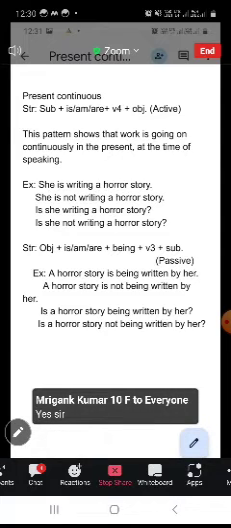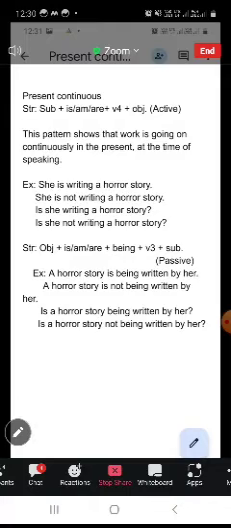You can see this is present continuous. Everything is before you. You can take its screenshot also. Same thing what I taught you has been written here. The structure of present continuous: subject plus is/am/are plus V4 plus object. This is active form. This pattern shows that work is going on continuously in the present at the time of speaking. This is an important thing.